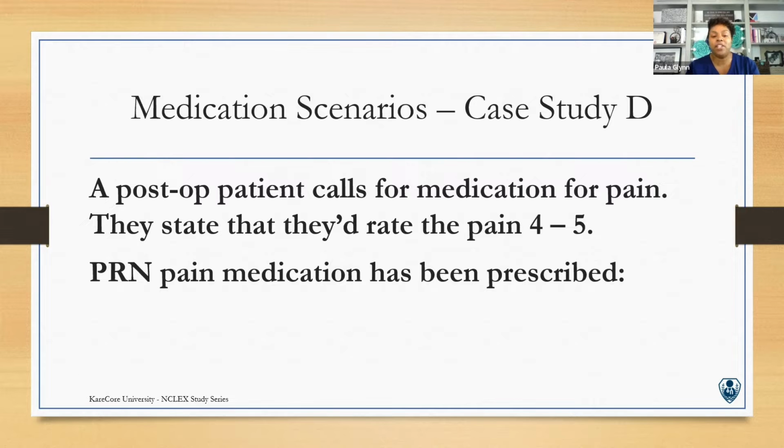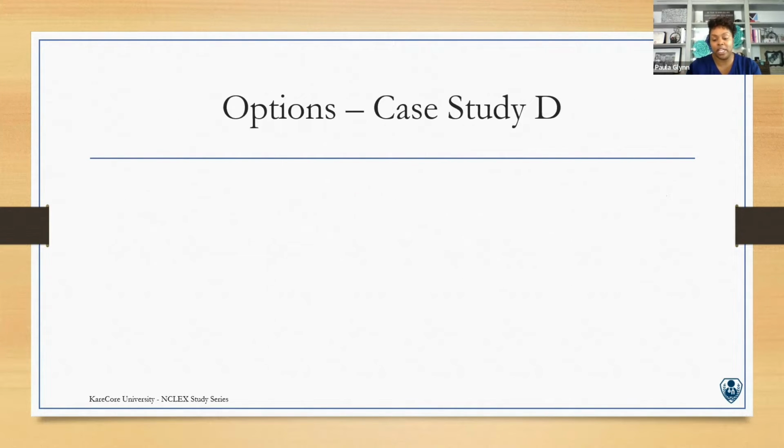So a post-op patient calls for medication for pain. They state that they'd rate their pain at 4 to 5 on their pain scale. PRN medication has been prescribed. So we've been called to the room. We know that this is a post-op patient, so generally an acute case. They are having pain. So we don't have to call the doctor because we know that they have PRN pain medication so that we can give based on the parameters of the PRN pain medication.